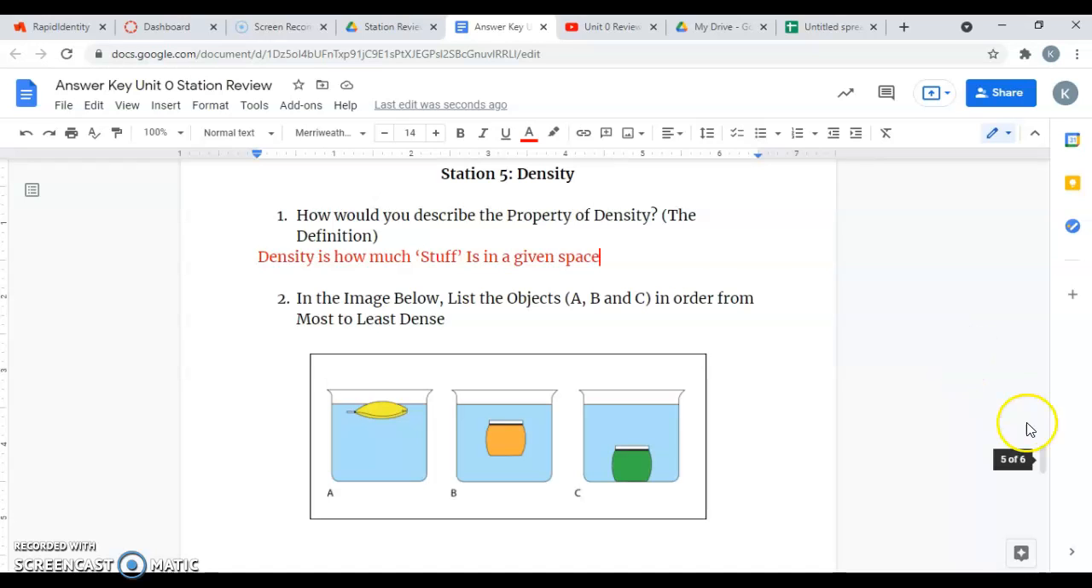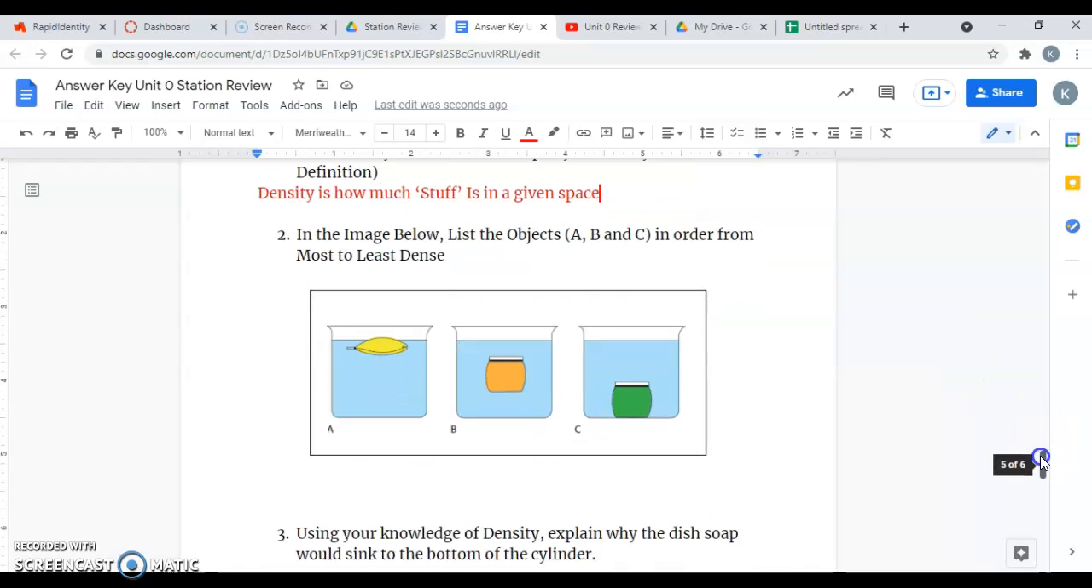So when you're looking at something like the image below, in question 2, it says to list the objects A, B, and C in order from most to least dense. So the most dense is going to have more molecules packed into a specific amount of space, so it will be heavier and it will sink in liquid. So when we're looking at these images right here, we know that the one that sank to the bottom will be the most dense, and the one that floats on top will be the least dense.